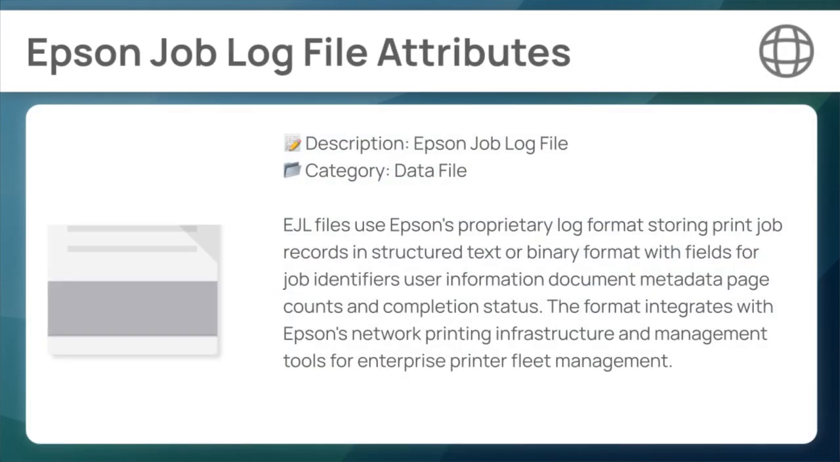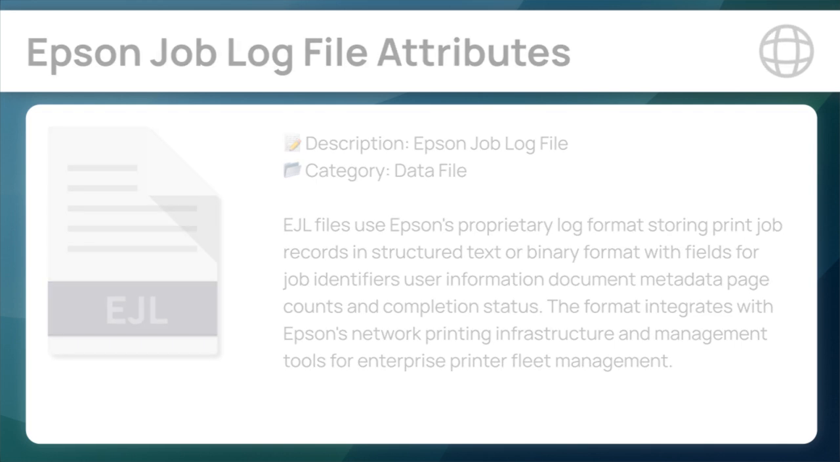EJL files use Epson's proprietary log format, storing print job records in structured text or binary format with fields for job identifiers, user information, document metadata, page counts, and completion status. The format integrates with Epson's network printing infrastructure and management tools for enterprise printer fleet management.